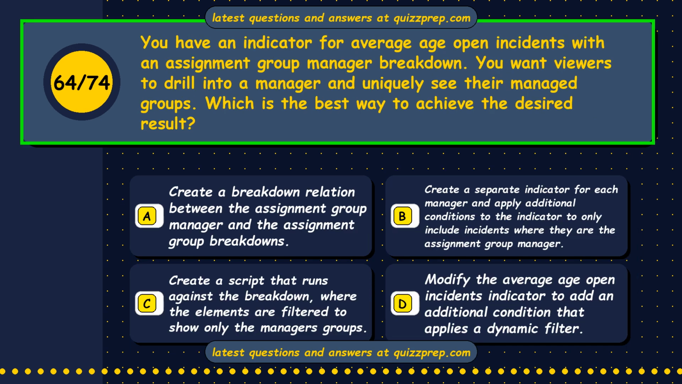Question 64. You have an indicator for average age open incidents with an assignment group manager breakdown. You want viewers to drill into a manager and uniquely see their managed groups. Which is the best way to achieve the desired result?